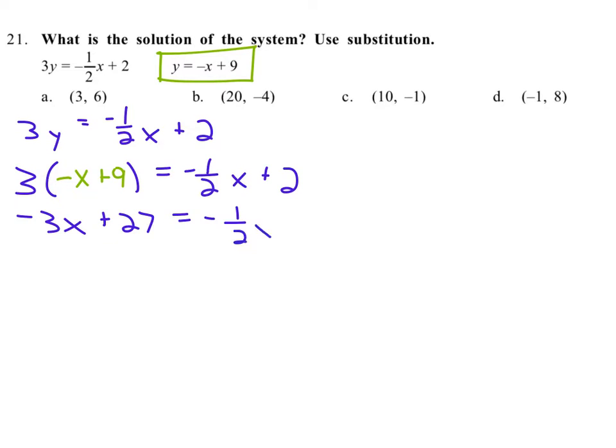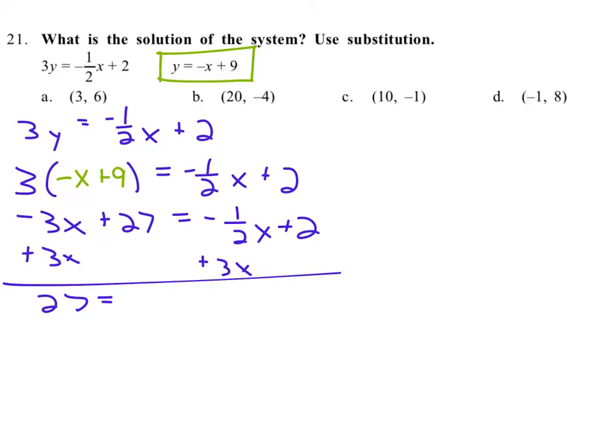Equals negative 1/2 x plus 2. Now I'm going to get all of the variables to one side, all the x's to one side, and all the constants to the other side. And since I like to deal with positive variables, it doesn't really make a difference, but I'm going to add this 3x to both sides. When I do that, I get 27 over here, and on this side, 3x minus half an x gives us 2.5 x's. And then we have the plus 2.